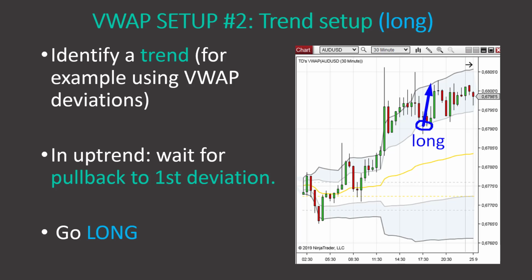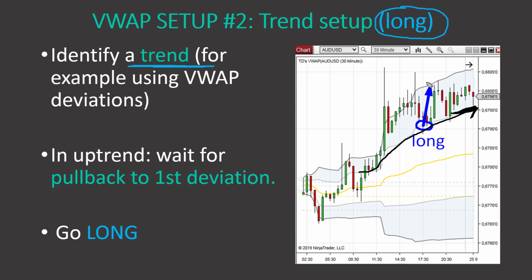Now, let me very briefly go through the trend setup long trade scenario. It's basically the same, only reversed, so I'm going to go through it more quickly. First thing you want to do is identify a trend. Obviously, you want to identify an uptrend. So if you look at this picture, first deviation moving vertically, moving upwards. This tells you that the price and volumes too are shifting upwards.